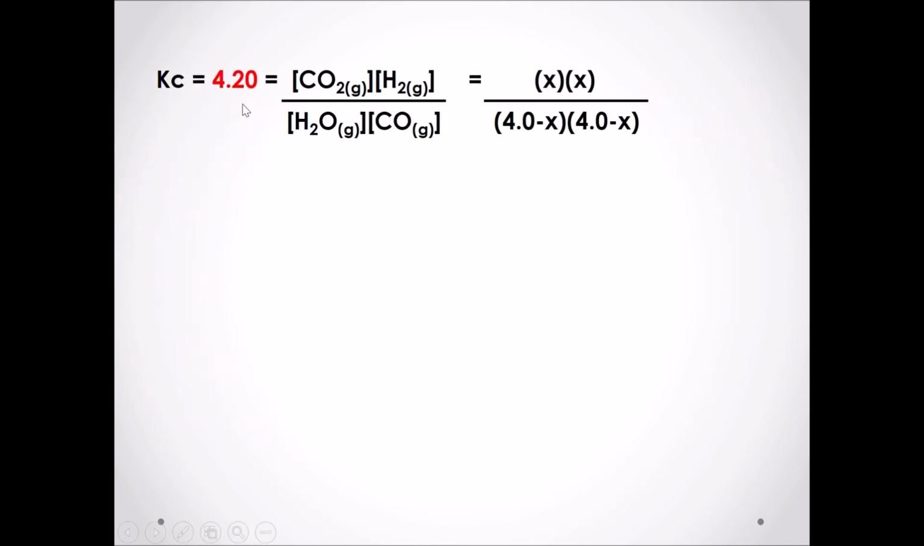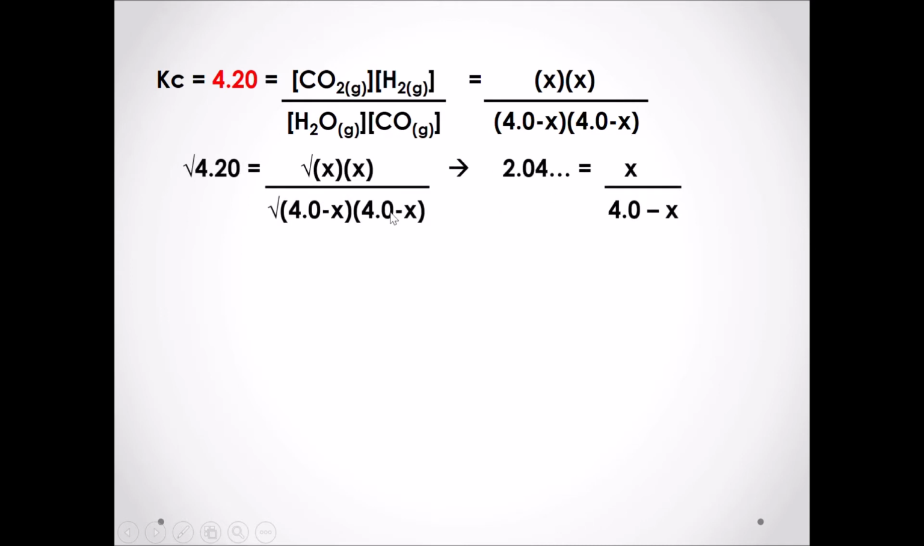We can then write our Kc expression, which is equal to 4.20, and we can substitute our values at equilibrium. Kc is equal to x times x divided by 4.0 minus x times 4.0 minus x. We can then square root all values, the 4.20, the x times x, and the 4.0 minus x times the 4.0 minus x. That will give us 2.04 equals x divided by 4.0 minus x.